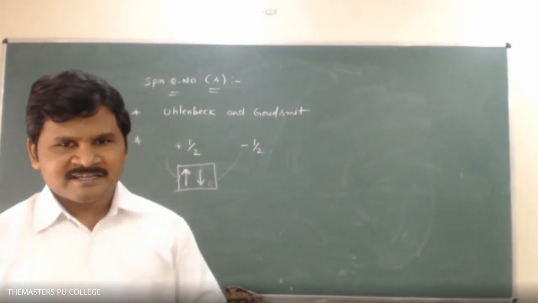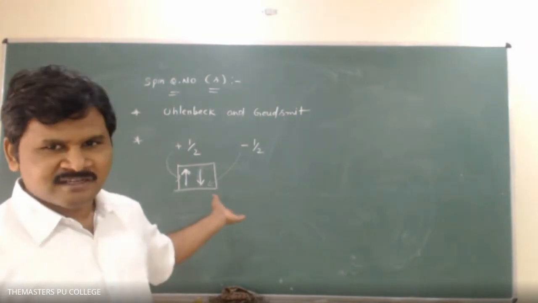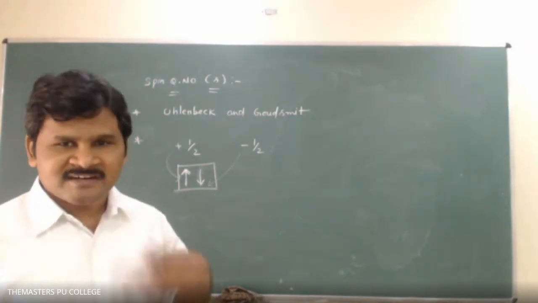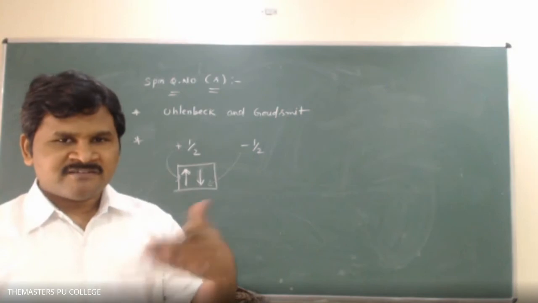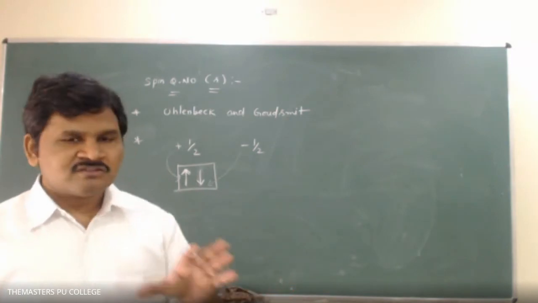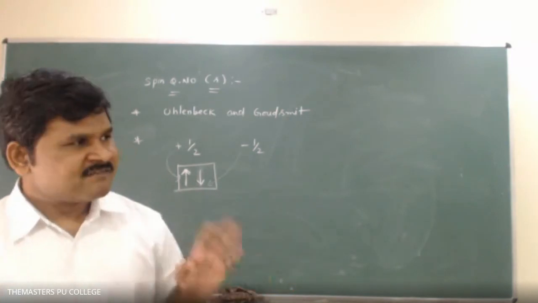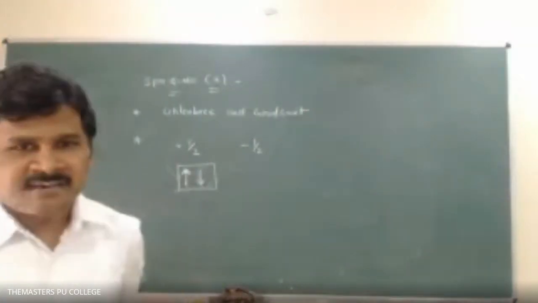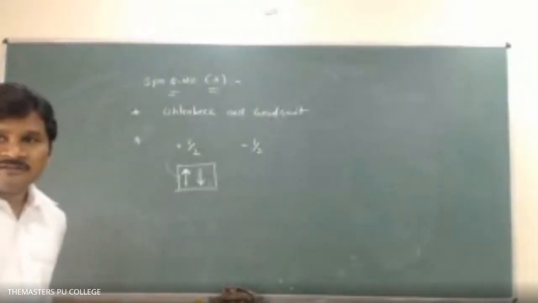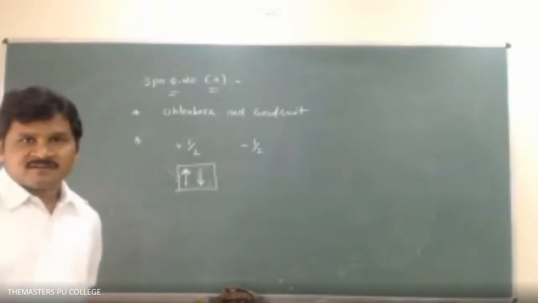In objective examinations, they ask this question only: what are the possible values for S? They will give different answers, and we have to choose either plus half or minus half. That's all. Please write down. We have to discuss a few questions and few formulas.